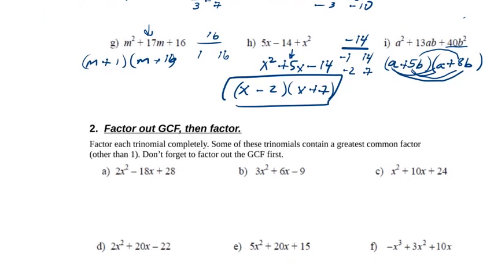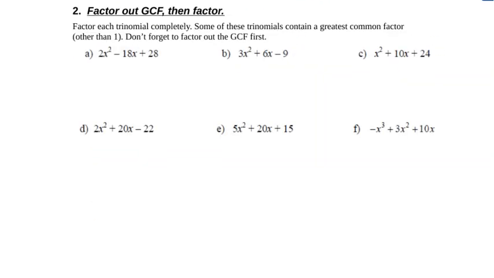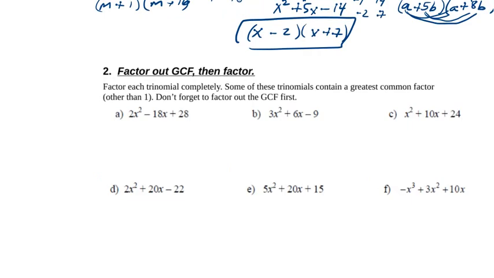All right, so factor out the GCF, then factor. Like I said, you always check for a GCF before you factor. In the first set, we didn't have any that had a GCF. This one does. So you don't find factors of 28, because you forgot. We always look for a GCF first.